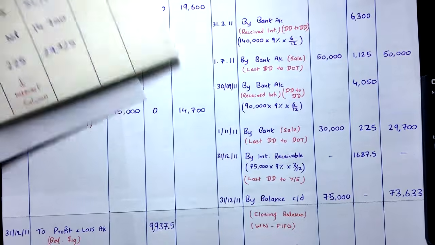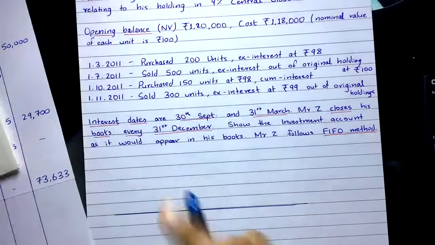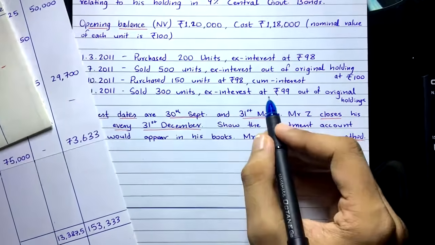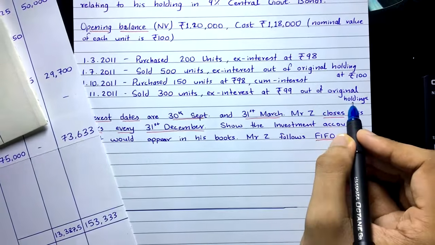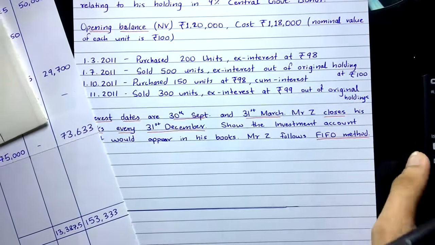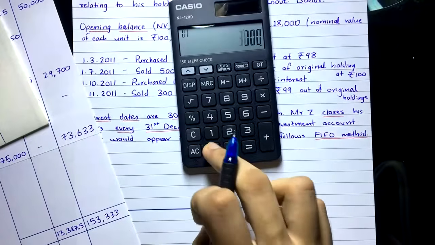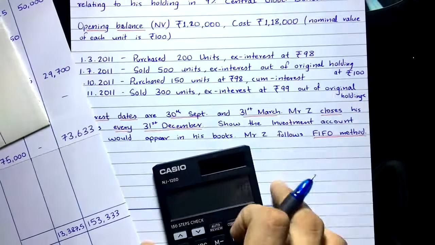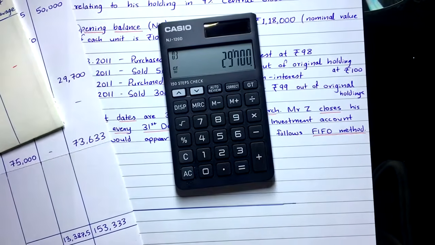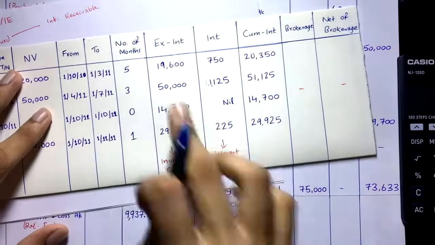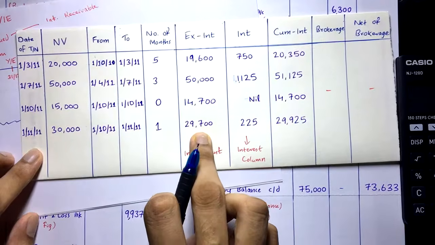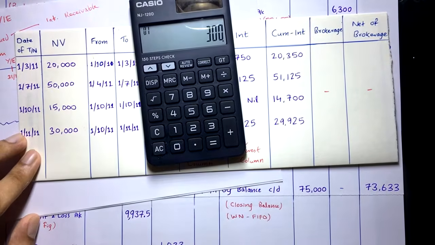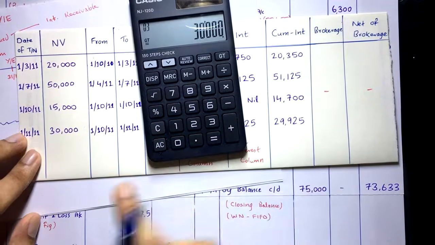Then what happened? Then as you can see in the question, on 1st November 2011, we have sold 300 units, ex interest at rupees 99 out of original holdings. So here the ex interest price is given of 99. 300 units have been sold into 99 ex interest. It is said in the question ex interest, so the ex interest price is directly given, 29,700. So here ex interest directly will come 29,700 and the face value is 30,000, isn't it? Kaise? 300 units you have sold, and the face value is 100, so the face value is 30,000.